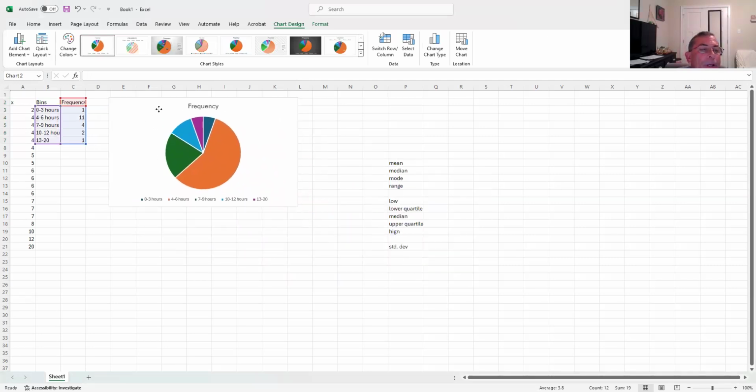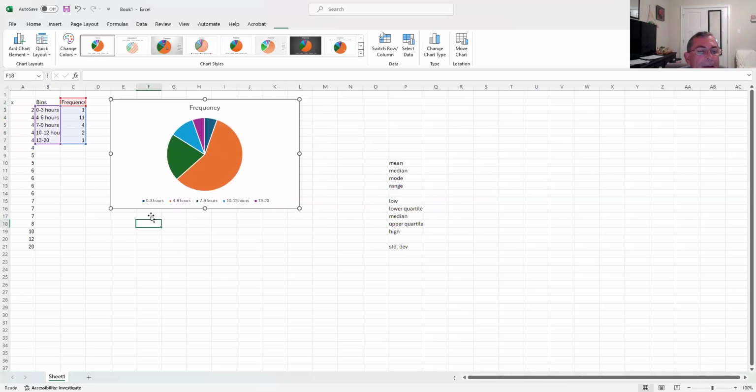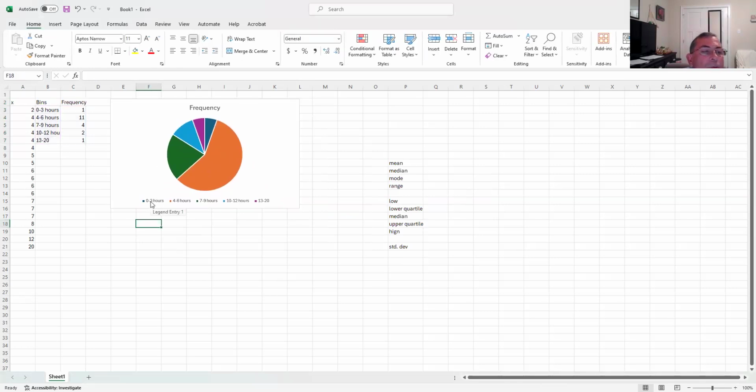So now when I bring this up here, it's got my data. 0 to 3 hours was the dark blue. 4 to 6 is the orange. 7 to 9 was my green area. Light blue was my 10 to 12. And then my 13 to 20 was the 1 purple. So y'all, that's all I need on your frequencies. Just make me a little chart.